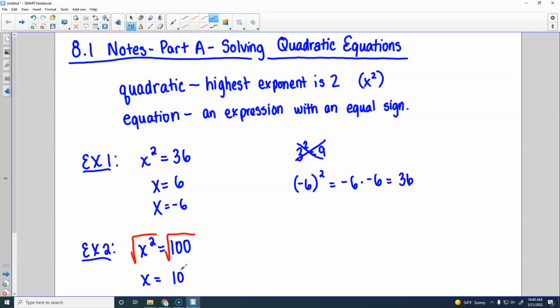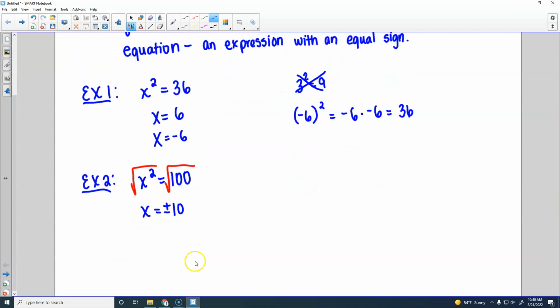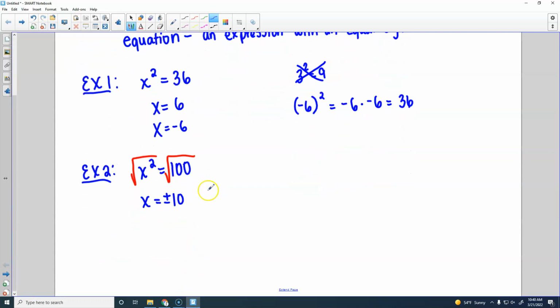So, the symbol that we use a lot of times for this when we square root both sides is we will just put a plus or minus in front of that 10. Okay? So what that means is that I have an answer of x equals 10 and x equals -10. I could write it as two separate answers, or I could just put that plus or minus in front of the 10, and that tells me I've got two answers, a positive 10, -10.